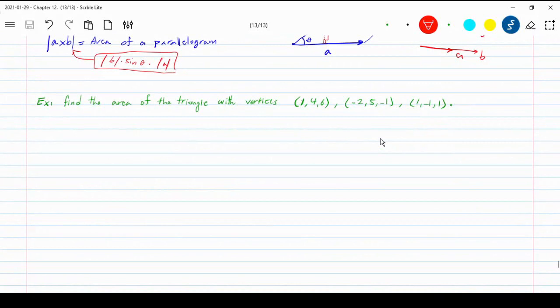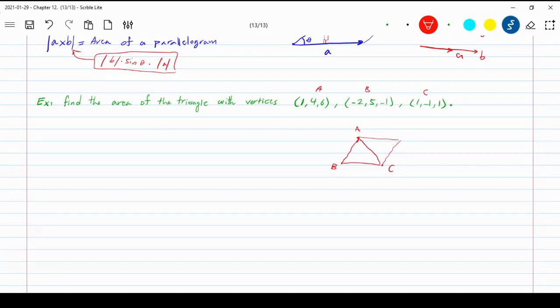As an example, let's say find the area of a triangle with three vertices, let's call them A, B, and C. They ask you to find the area created by these three vertices. You might ask yourself, we haven't talked about triangles, we only talked about parallelograms. But think about this: if I had a parallelogram, then this triangle would be exactly half of that parallelogram. So if I calculate the area of the parallelogram, I can divide by 2 and that will give me the area of the triangle.